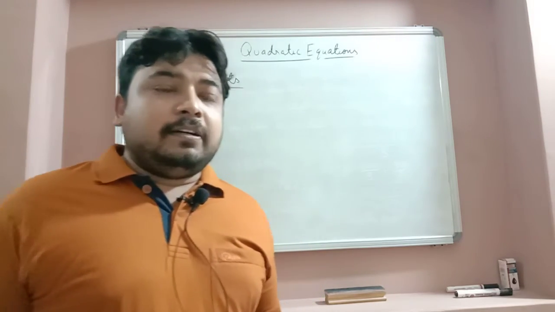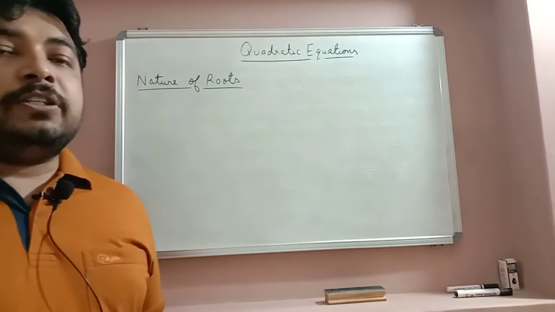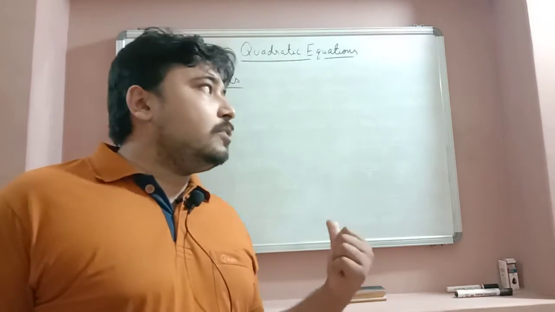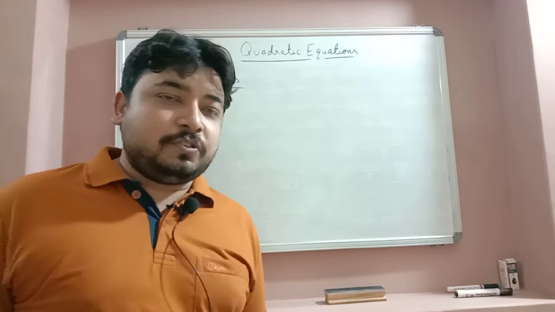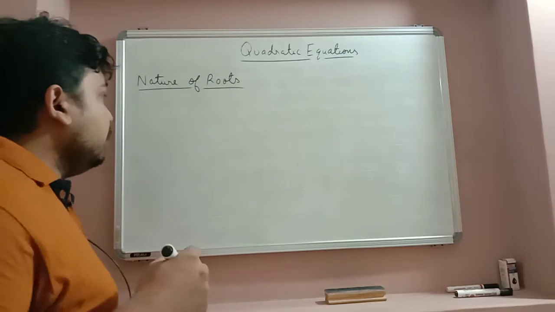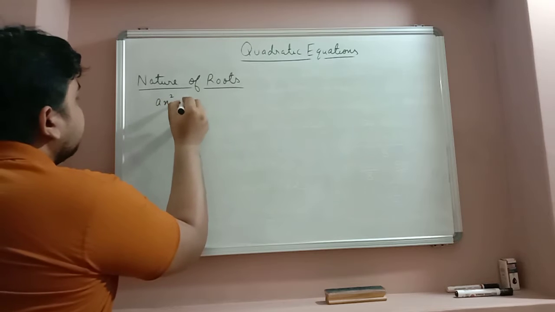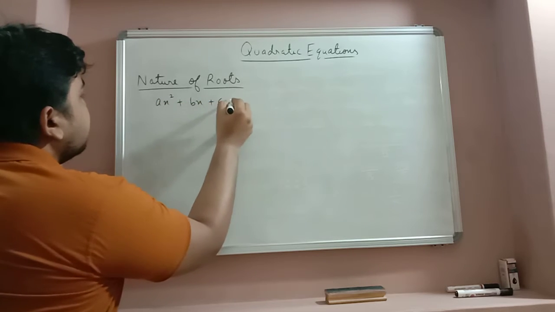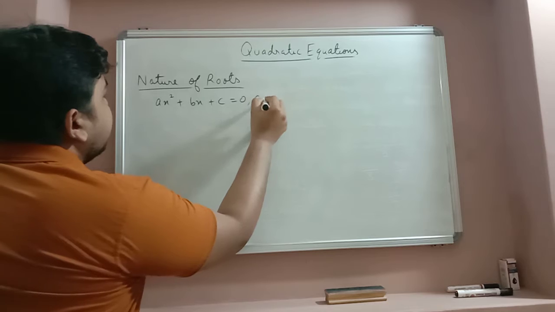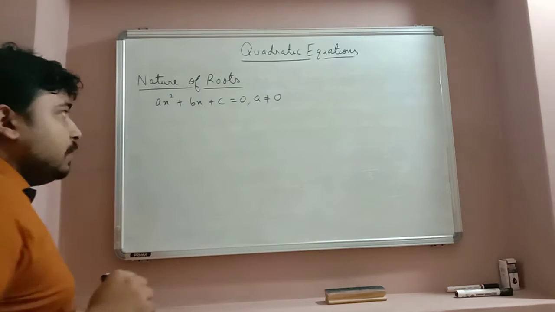Now we have come to the end of the quadratic equations chapter, and let's discuss the last topic, that is nature of roots. We have already seen the quadratic equation as ax square plus bx plus c equals 0, where a is not equal to 0.